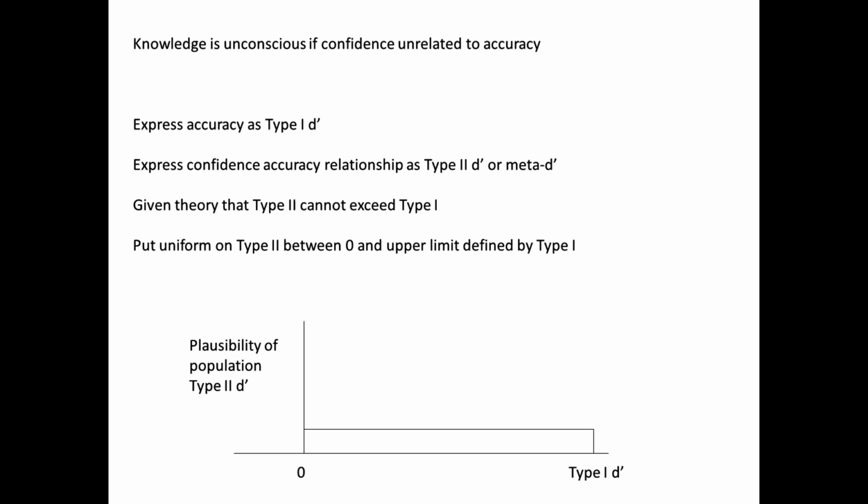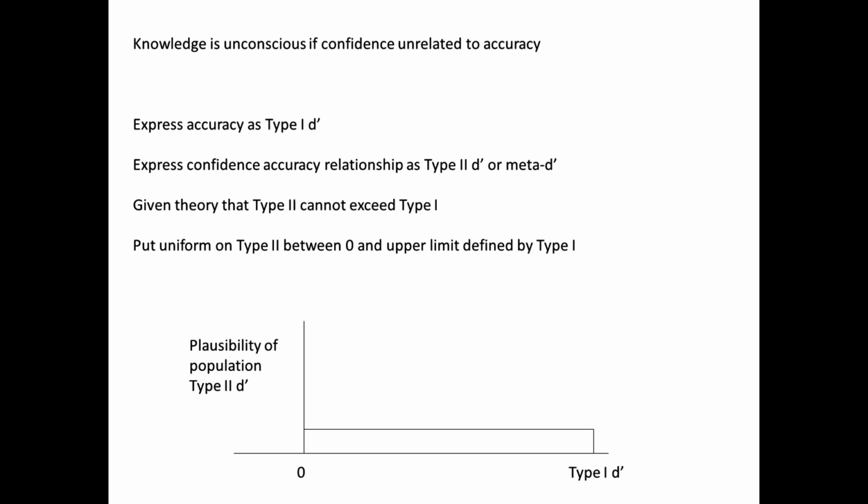Now, type 2 d prime is not so much about the world, but about your accuracy, about whether you have knowledge or not, or are you just guessing. So type 2 d prime is whether the person is confident when they get things right and not confident when they get things wrong. So can they discriminate right from wrong? Can they discriminate their own accuracy?